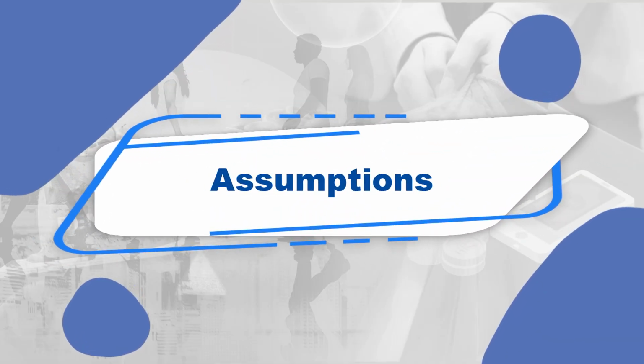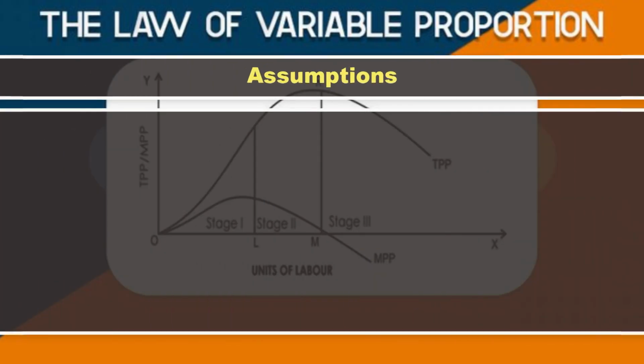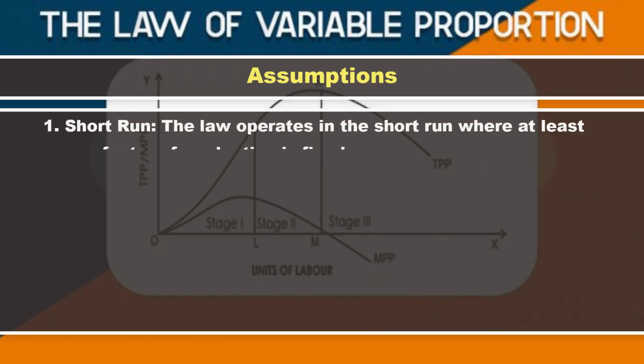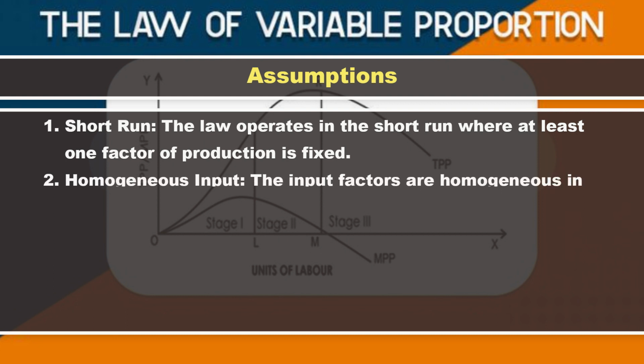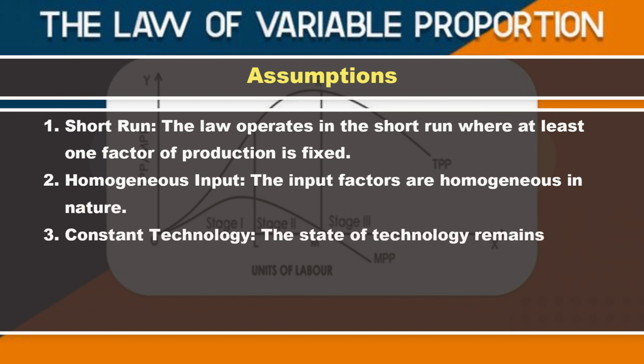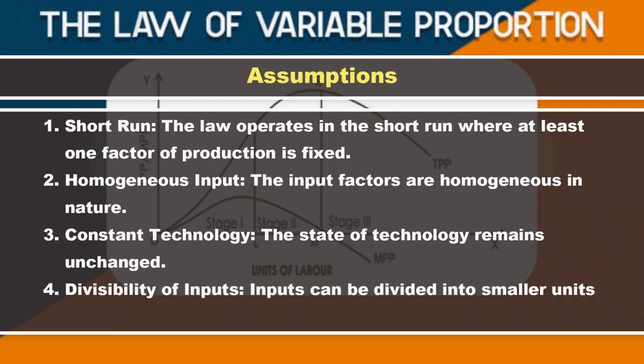Let us look at the key assumptions for this law. First assumption is short run, that is the law operates in the short run only, where at least one factor of production is held fixed. Next, homogeneous input. The input factors are similar or homogeneous in nature. Third, the state of technology remains unchanged or constant. Next, inputs can be divided into smaller units and used in various combinations.